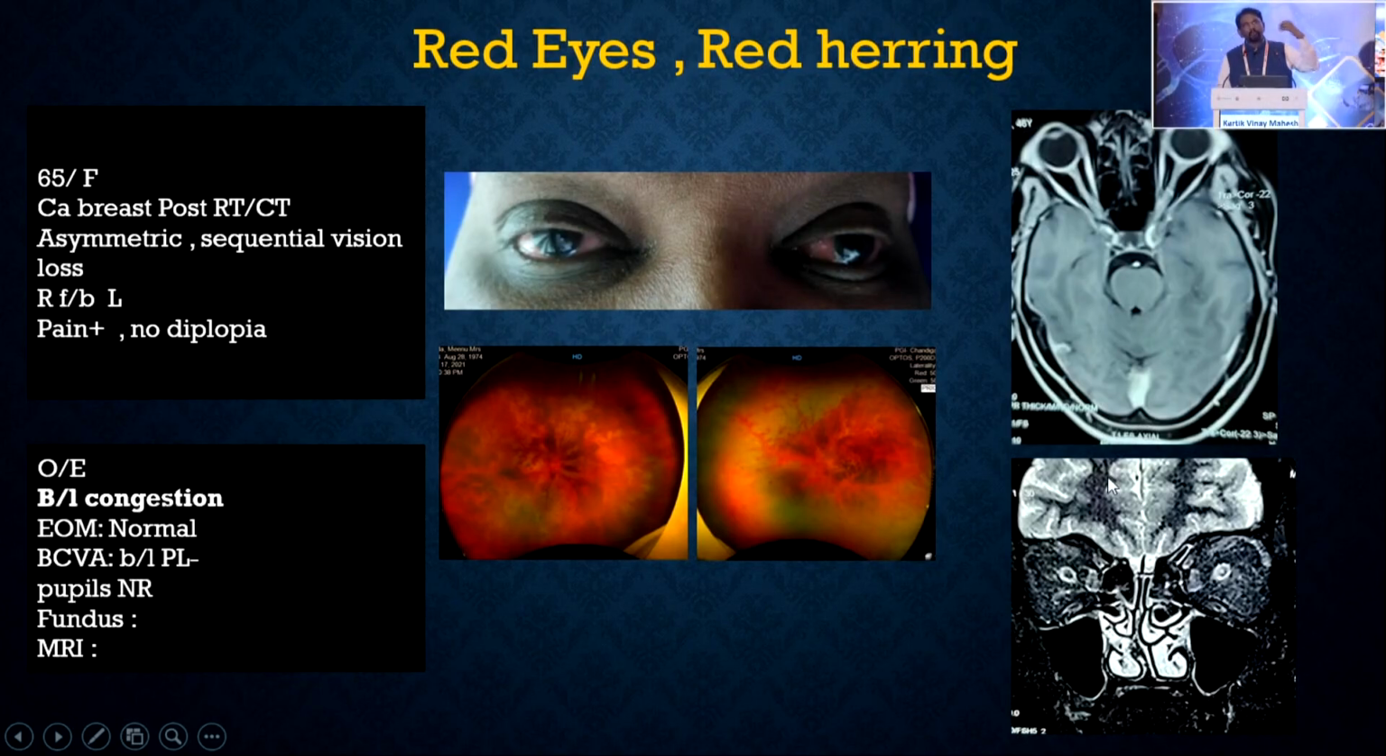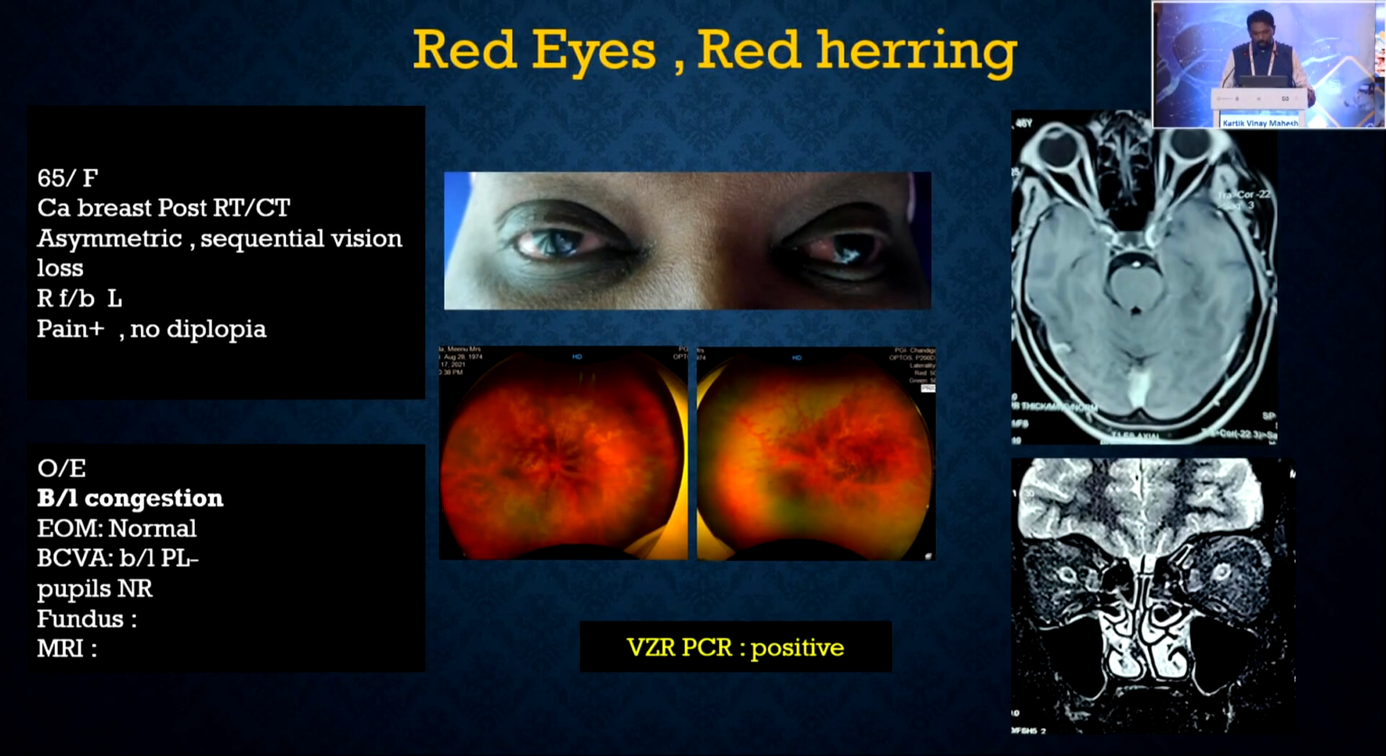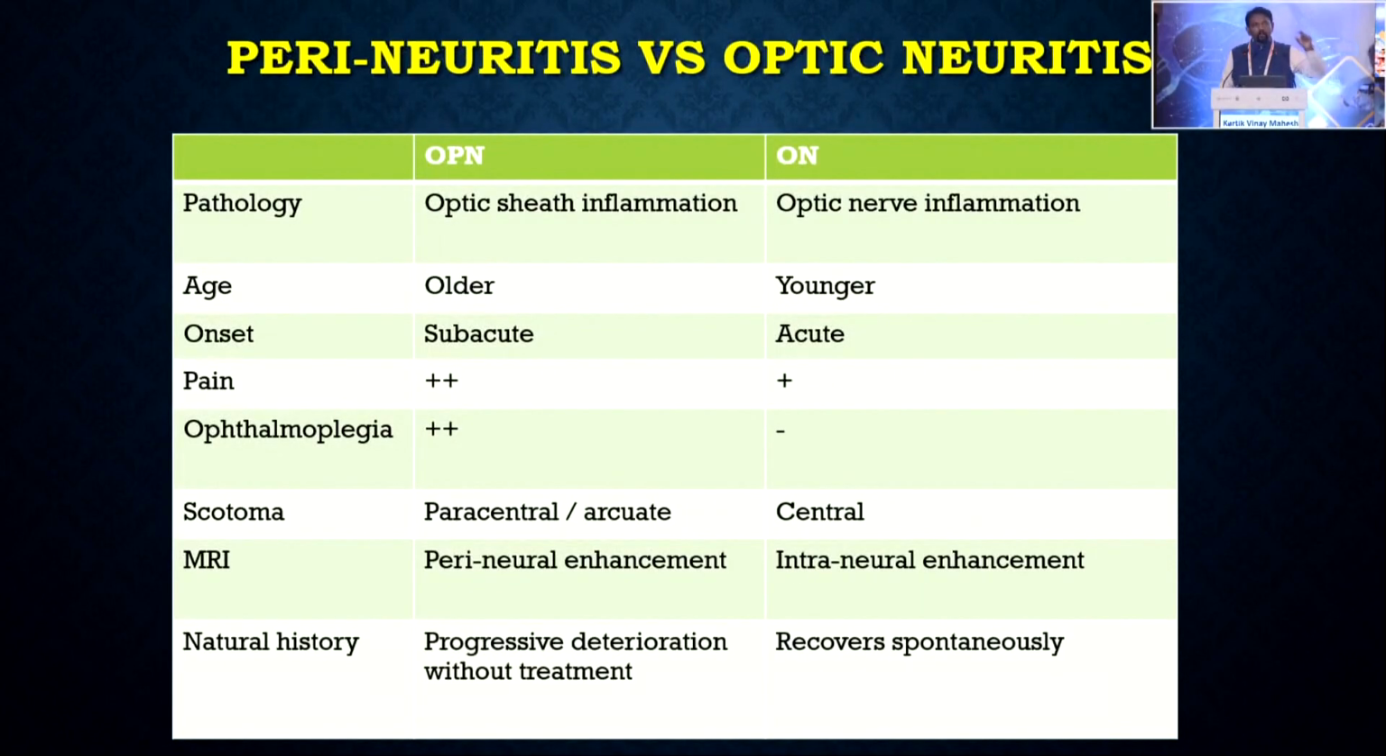She has, apart from optic neuritis, you can see that the optic nerve sheath is also bright. So what we are looking at is an optic perineuritis secondary to varicella zoster involvement. So how do you differentiate between perineuritis and neuritis?